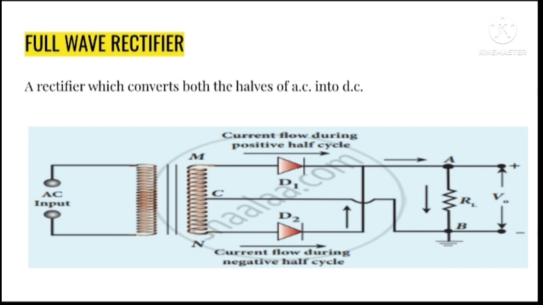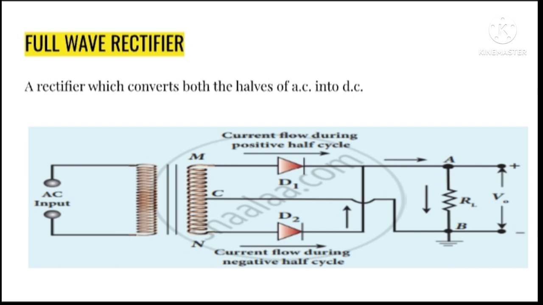So first of all, what is a full wave rectifier? A rectifier which converts both halves of AC into DC. We can see in the diagram that the AC input signal is fed into the primary coil of the transformer. The P regions of both the diodes D1 and D2 are connected to the secondary coil. The load resistance RL is connected between the common point of both the diodes, and the output voltage is obtained across the load resistance.